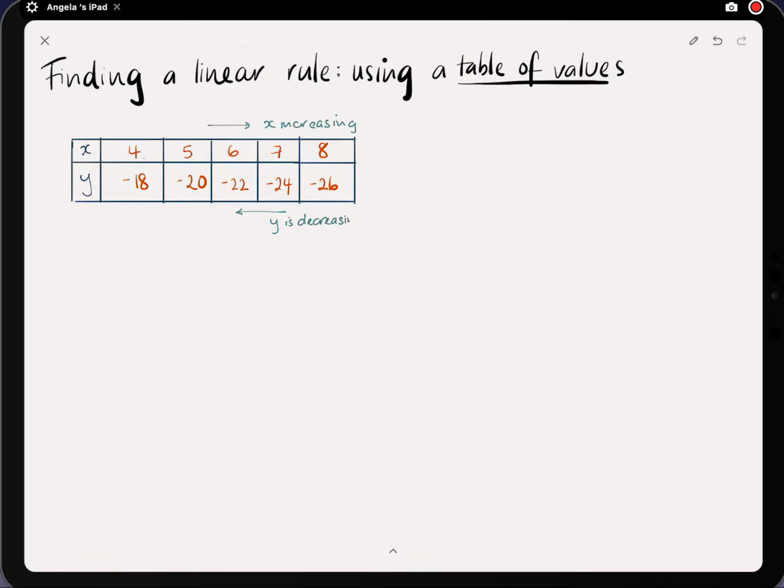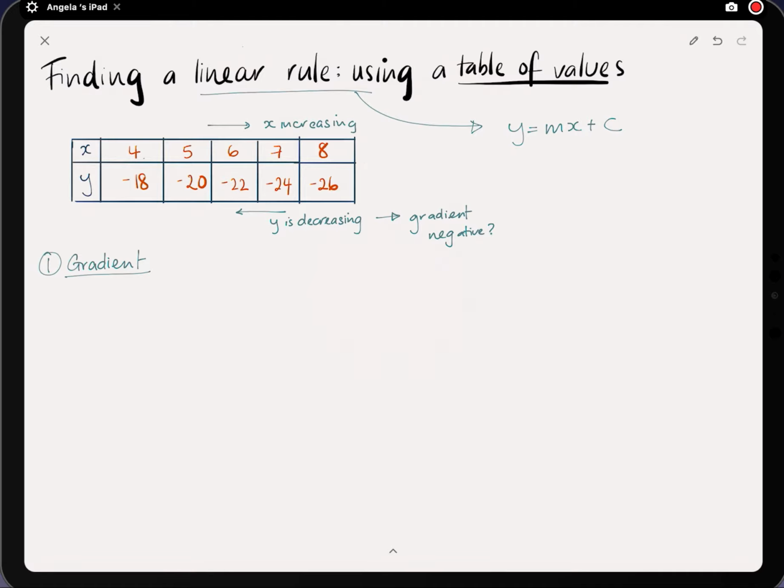So y is decreasing. What we should be expecting is that this relationship suggests that there is a negative relationship, because notice that x is increasing but y is decreasing. So could that mean that our gradient is negative? Well, we can work that out and check whether our hypothesis is correct. So again, linear rule, we should be thinking y equals mx plus c. So let's find our gradient first and prove whether or not our gradient is positive or negative.